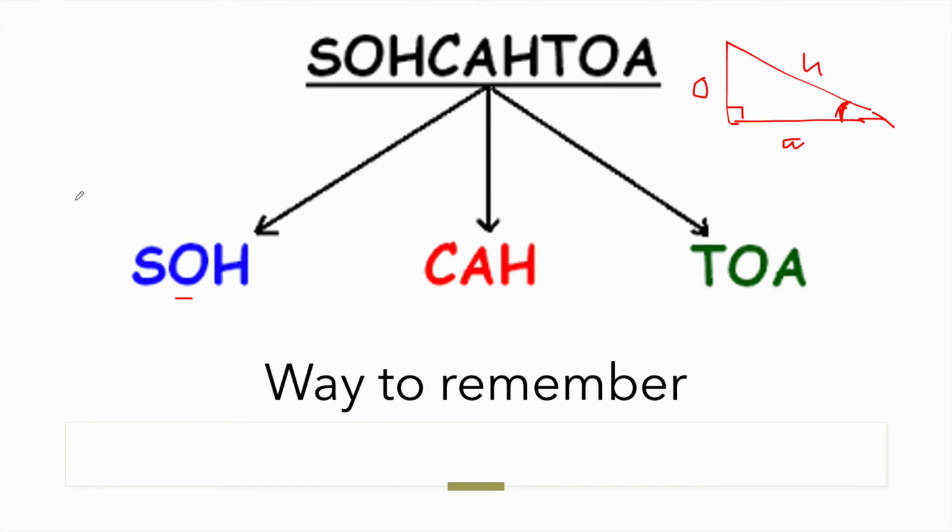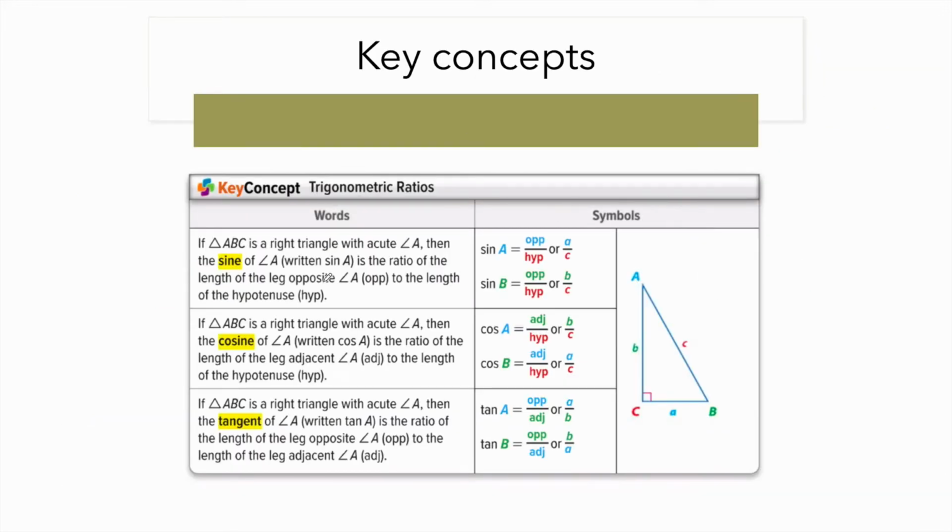The S here is for sine. The C here is for cosine, I'll just write cos. And the T here is for tan. So if you know SOHCAHTOA, then you are good to solve a lot of problems. This is how it formally looks.